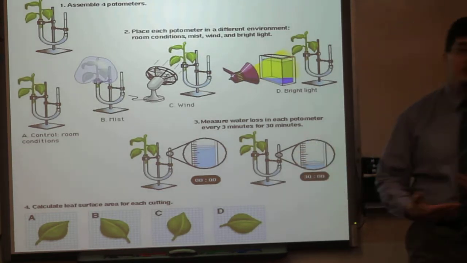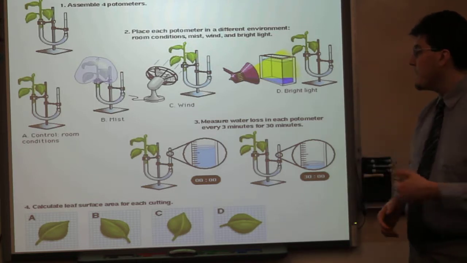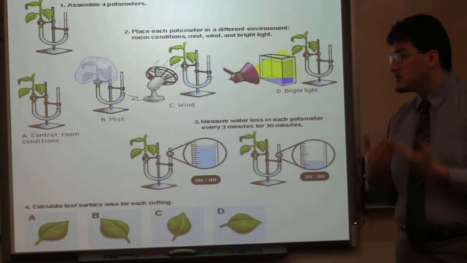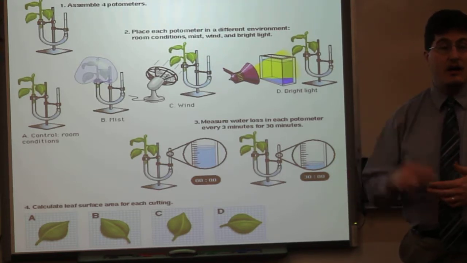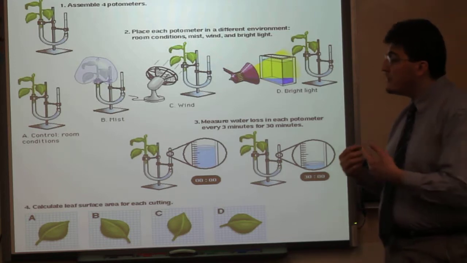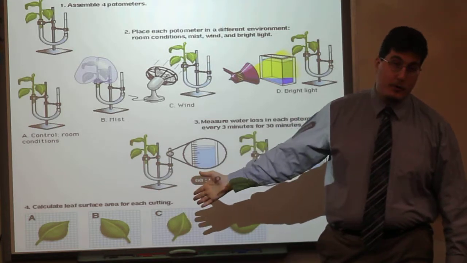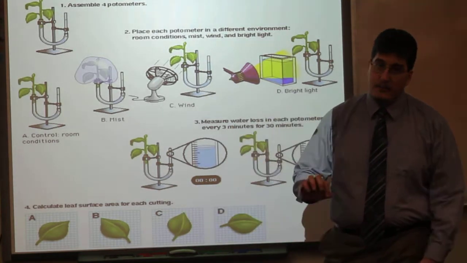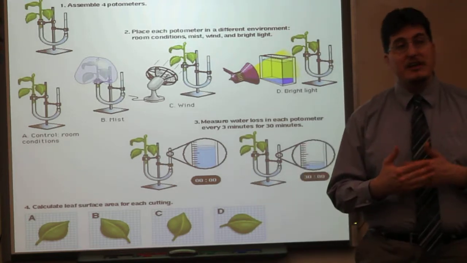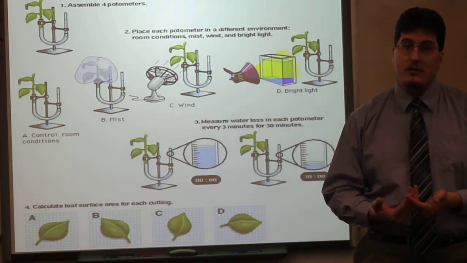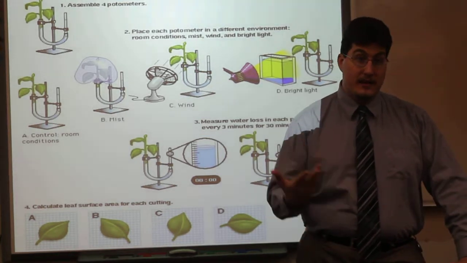Now, what we can also do is measure the water loss per unit surface area of the leaf. By calculating the surface area of the leaf, we could take a cutting of the leaf. We could take one leaf and put it against a graph paper grid, trace that leaf, and then count the boxes that that leaf takes up. And that will give us a rough estimate in square millimeters of what surface area that leaf is.